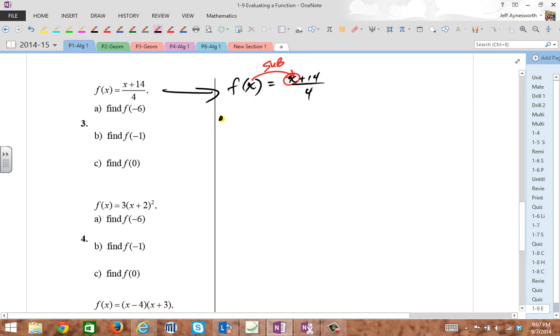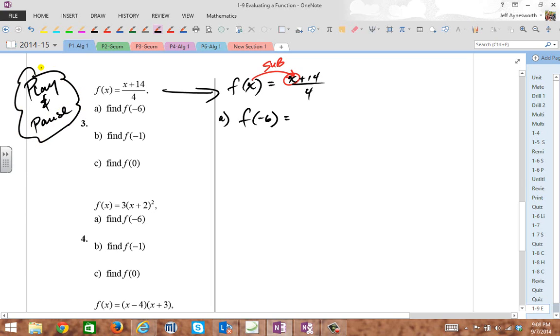Now, I want to find out what f of negative 6 is. So why don't you do this? We're going to pause and play through the video now. Someone has to be on the mouse, pausing and playing. Pause the video right now. Give it a shot. In about 15 seconds, press play and watch the solution, and let's see if you get it right. Pause it right now, get started.